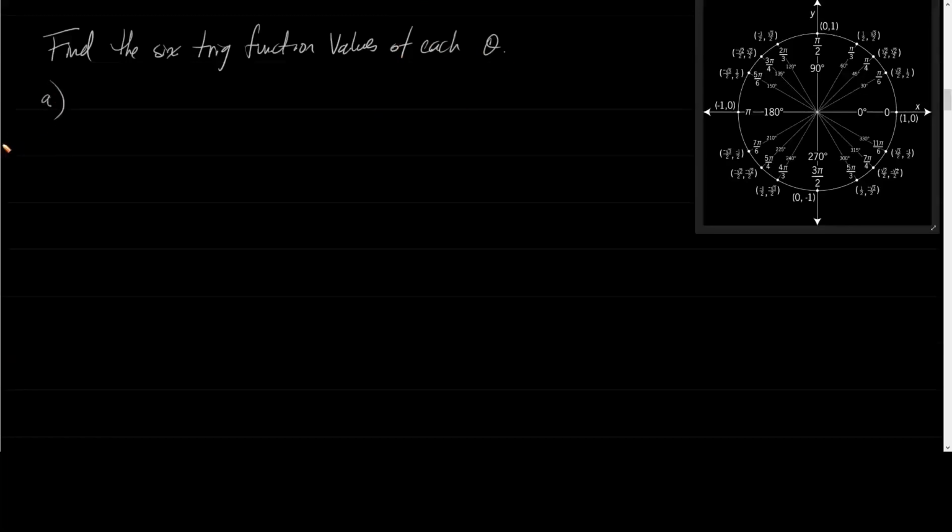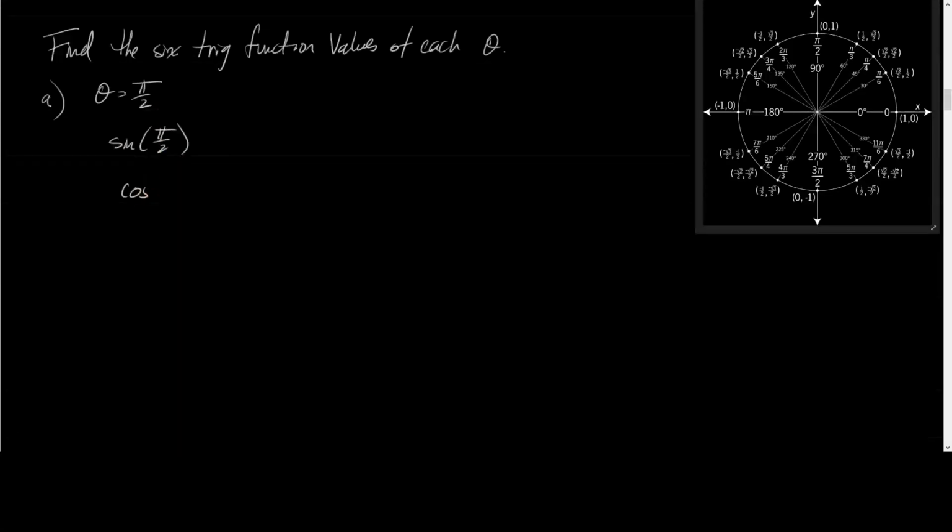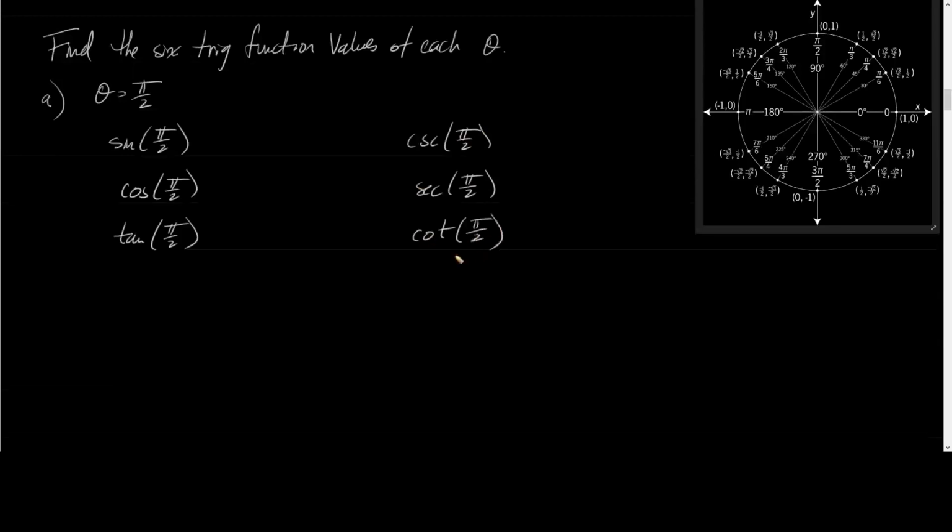So let's start easy. Let's say that I had theta being pi over 2. So what I'm really asking here is, what is sine of pi over 2? What is cosine of pi over 2? What is tangent of pi over 2? What are the reciprocals of these? Cosecant of pi over 2. What is secant of pi over 2? And what is cotangent of pi over 2? And, well, in order to do that, we're going to take a look at our unit circle over here.